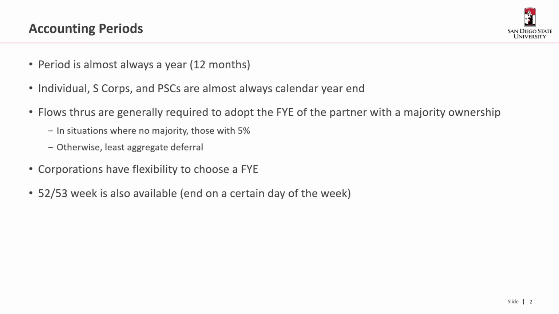Corporations have the flexibility to choose whatever fiscal year end they want, and they can also choose what's known as a 52 or 53 week year, which is that the year always ends on a certain day of the week. So you'll see something, for example, like a theme park would choose a 52, 53 week year because they always want to make sure they get the same number of weekends inside every year because a lot of their business is derived on a weekend, just as an example.